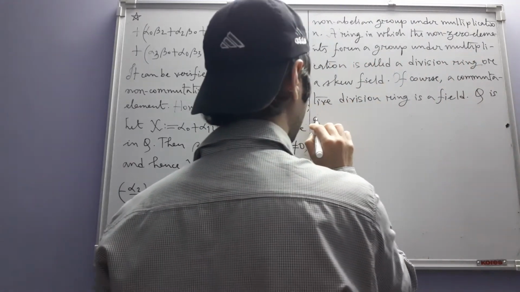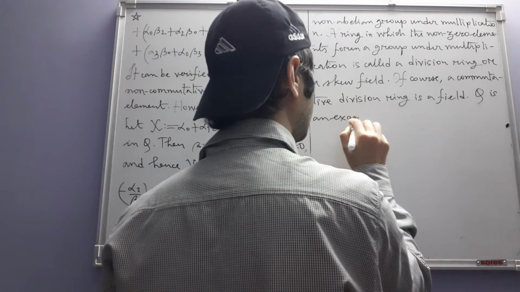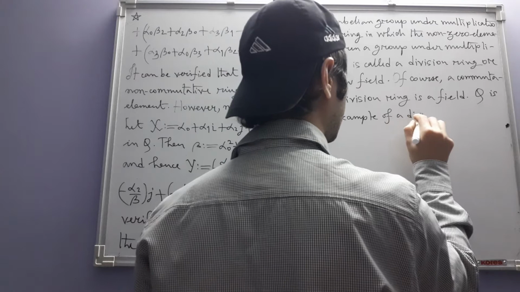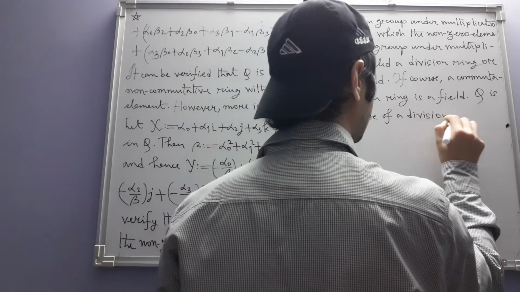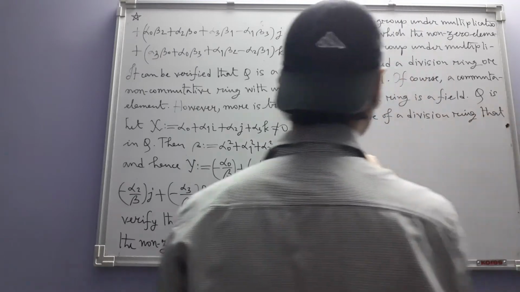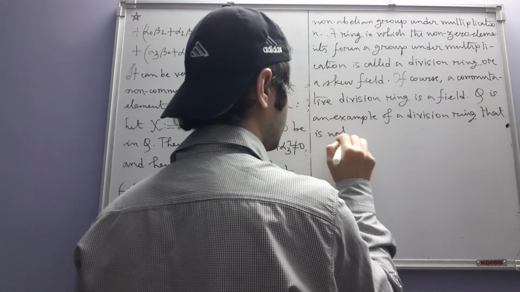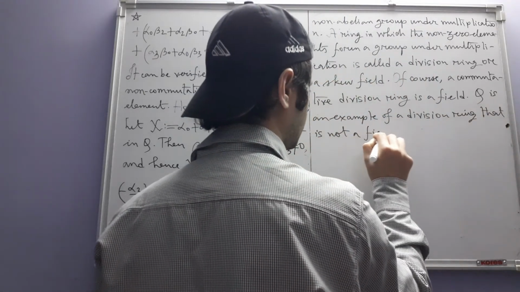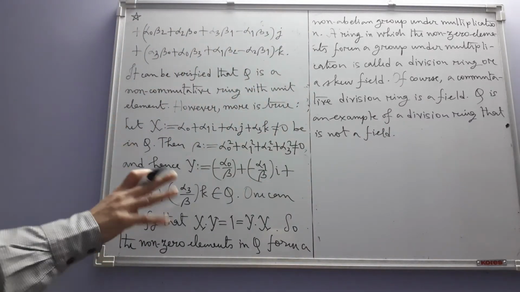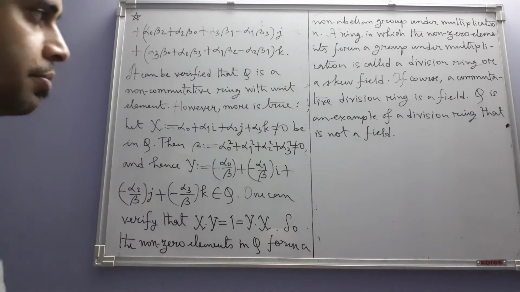Q is an example of a division ring that is not a field, because it's not commutative. And why it's not commutative, that thing we are going to see now.